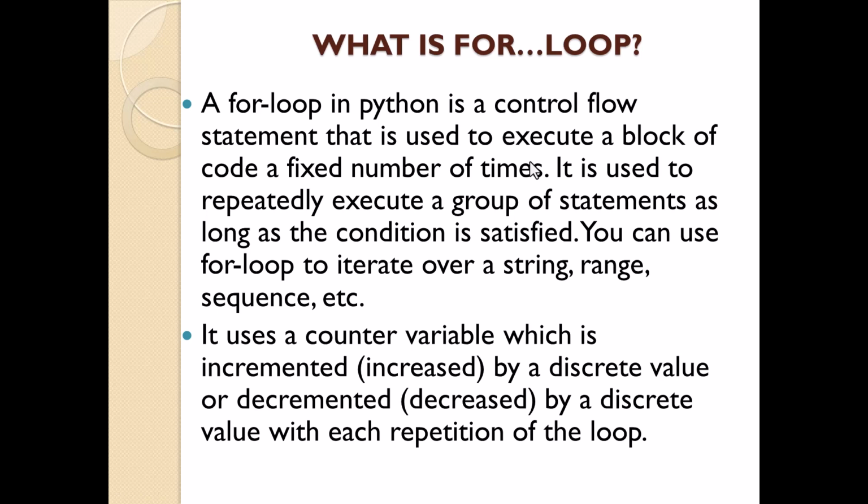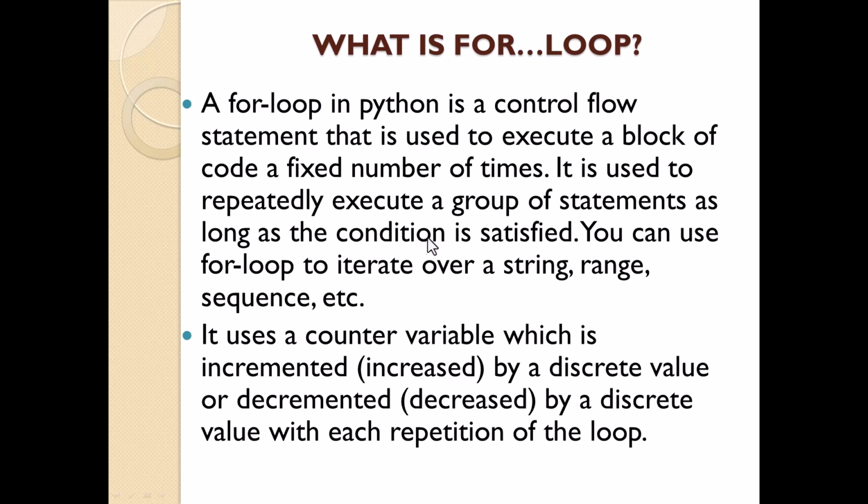It has a start and a limit. It is used to repeatedly execute a group of statements as long as the condition is satisfied. So as long as the condition is okay, then it will repeat it. You can use a for loop to iterate over a string, range, or a sequence. It uses a counter variable which is incremented by a discrete value, that is a value that is fixed. It has a start point and an end point, and it can also be decremented by the same discrete value with repetition of the loop.